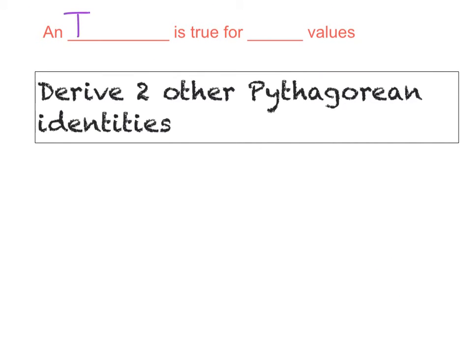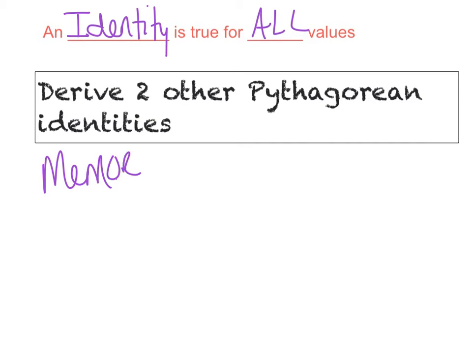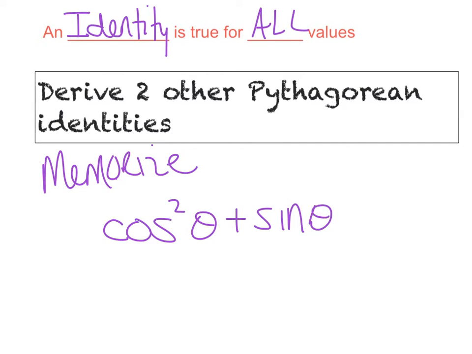An identity is true for all values. So we spent a lot of time talking about identities in the beginning of the year. But again, today our focus is on the Pythagorean identity. So now you have to be able to derive 2 other Pythagorean identities. So here's the deal. You want to always memorize the first Pythagorean identity. There's actually 3 of them. So the first one says it's cosine squared theta plus sine squared theta equals 1. Now you want to derive, and that word just means to get, manipulate. Go get these other 2 identities.